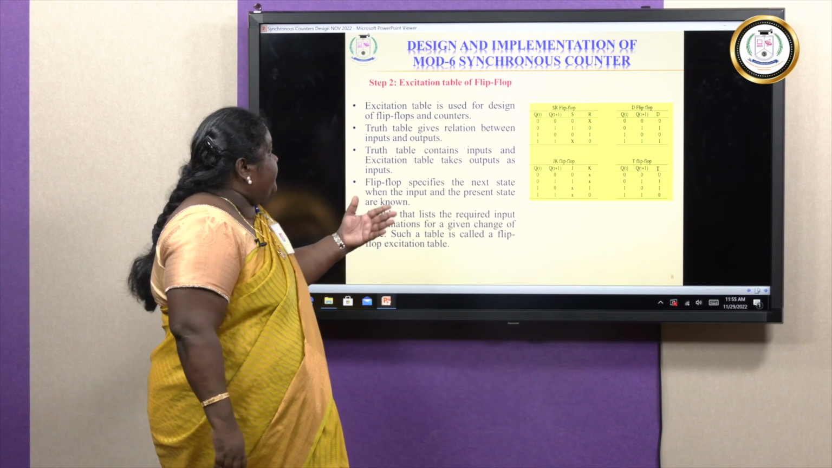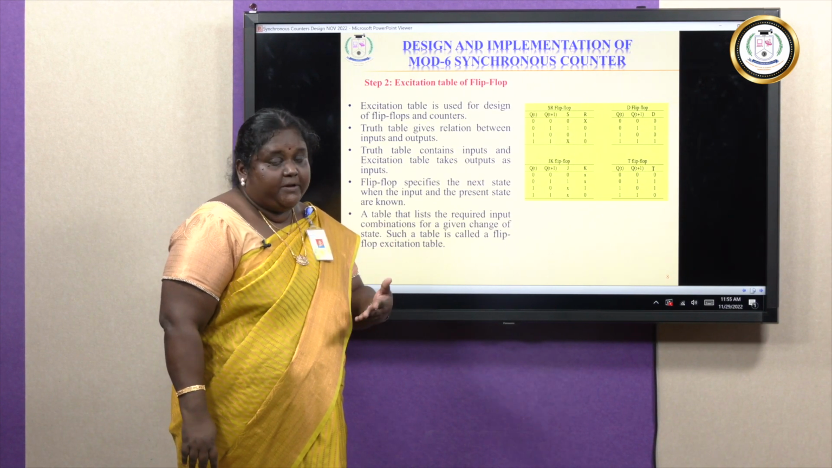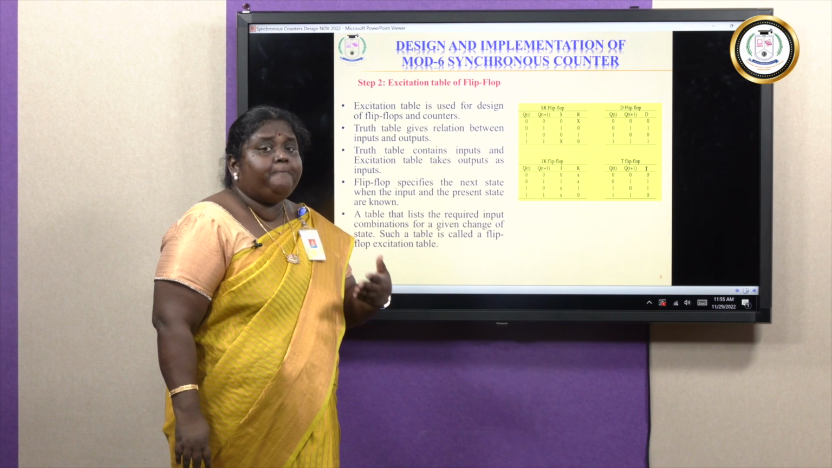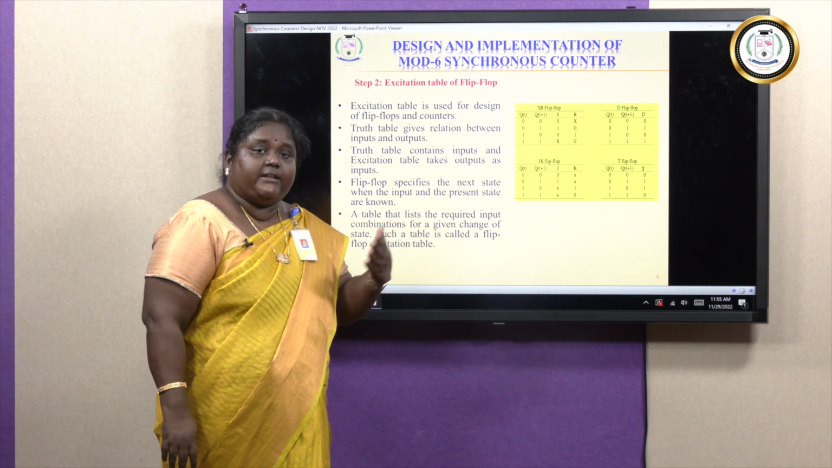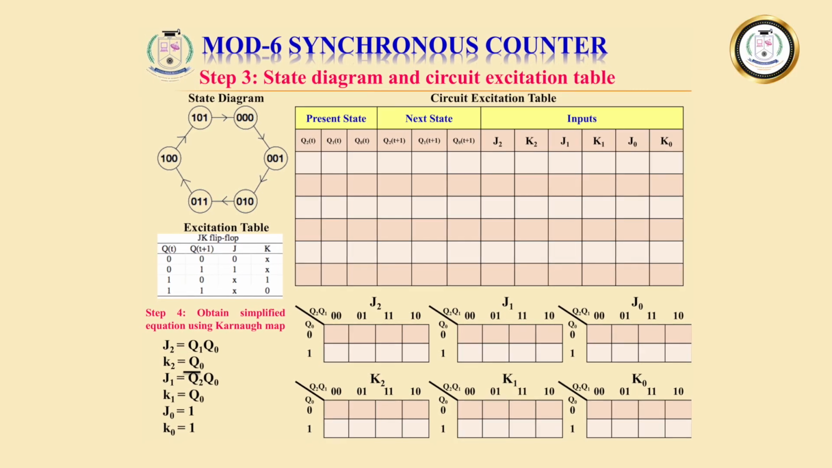So in step 2, we need to decide which flip-flop we have chosen, and we have to look into the excitation table of that corresponding flip-flop. Okay, now let us move to step 3.